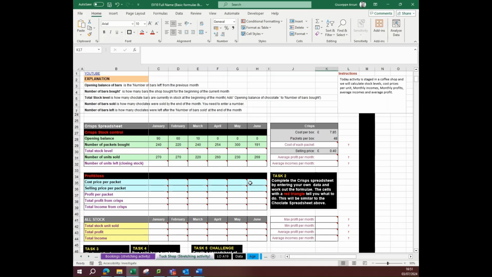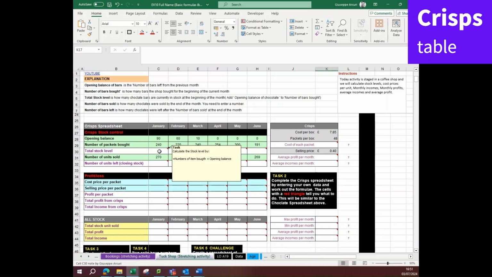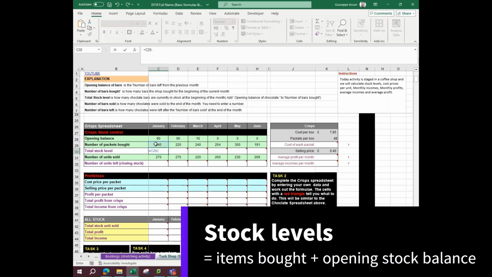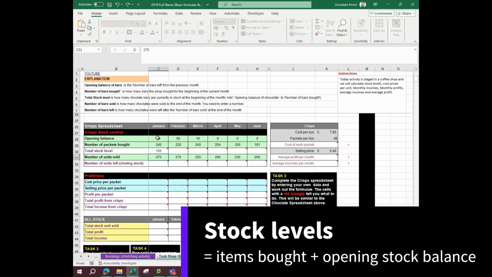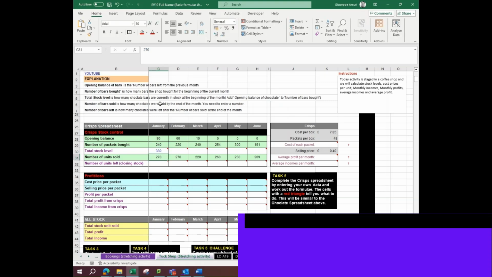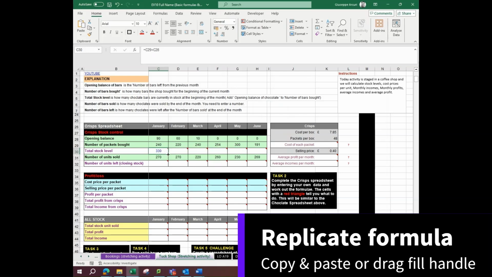We finished with the chocolate table and now we will work on the crisps. As the tables are identical, we can use the same calculation for the crisps as well. We calculate the stock levels and the number of units left for the crisps as well. Once created the formula in the first cell, don't forget to apply the formulas to the whole row by dragging the fill handle along the row or by copying and pasting.